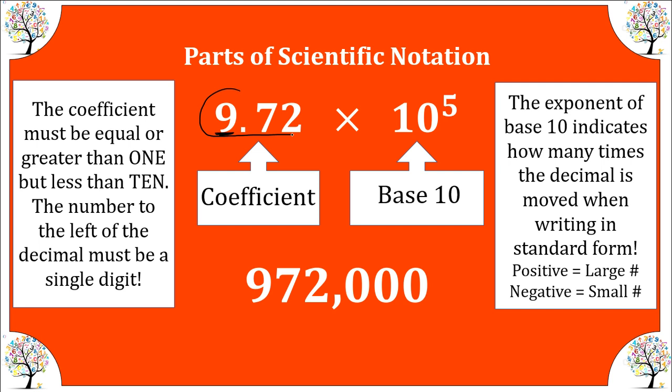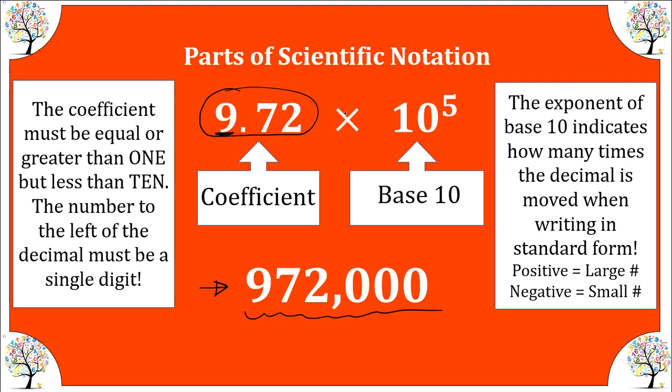So let's go over this again. This part is the coefficient, and the value has to be between 1 and 10 and cannot be 10 or more. So you can see 9.72 is from 1 to 10, but it can't be past 10. That's very important. And then it's going to be times the power of 10. So this scientific notation is actually this number, 972,000, and this is standard form, the form that we are used to seeing numbers.